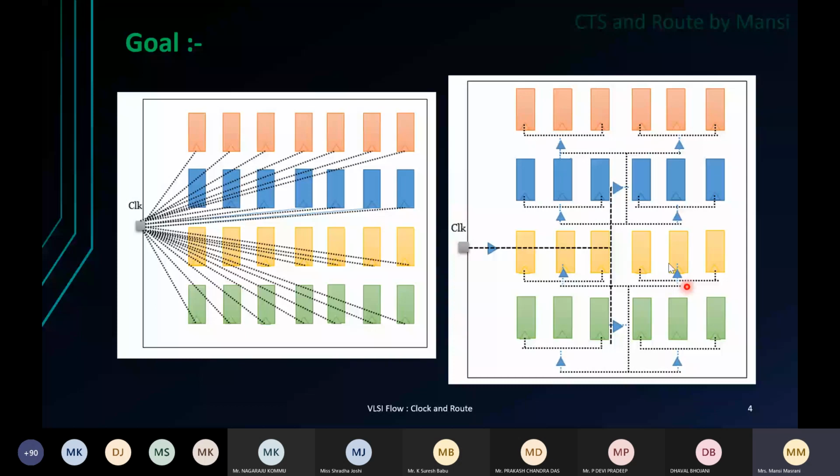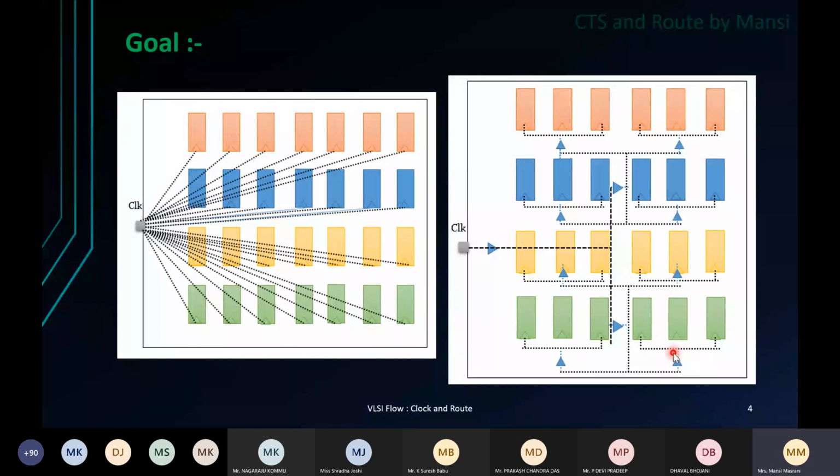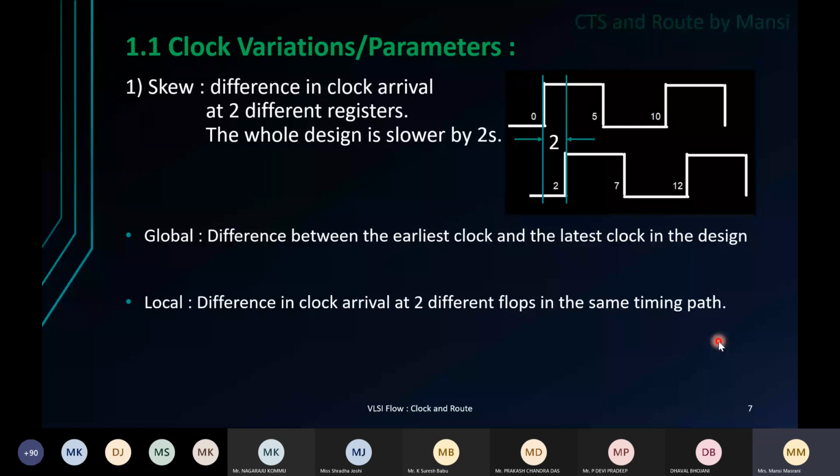But the local skew is the difference between clock in the same timing path. So here, let's say I have a timing branch from this flop to this flop. Then the clock difference between those two flops is called a local skew. Just keep this in mind. We will be using these terminologies later also.